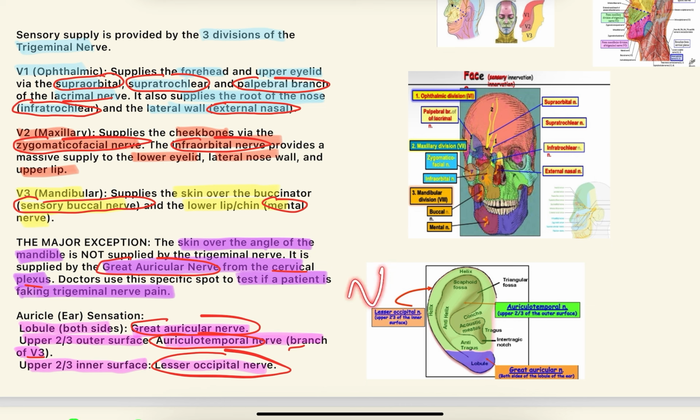Again, repeating it for the V3, the mandibular, it will supply for me what? It will supply the skin over the buccinator by the sensory buccal nerve, and the lower lip and the chin by the mental nerve.